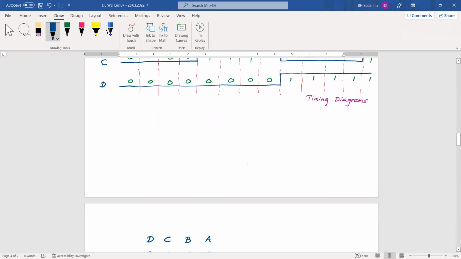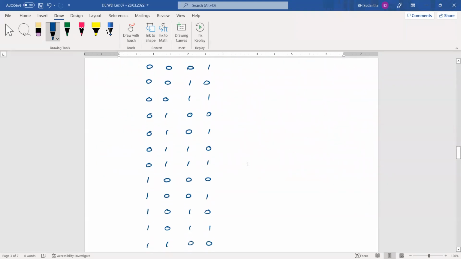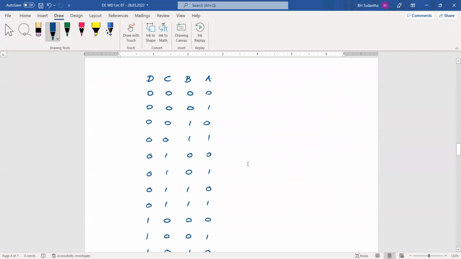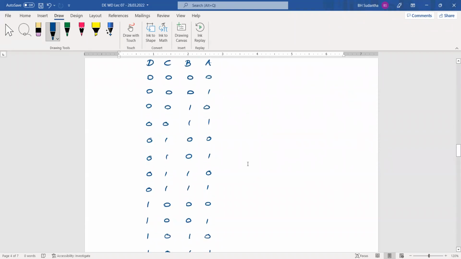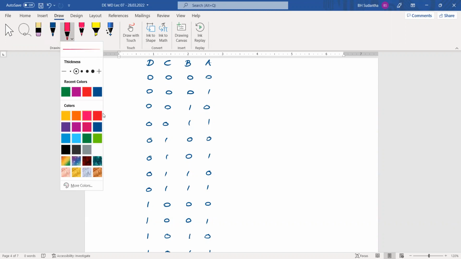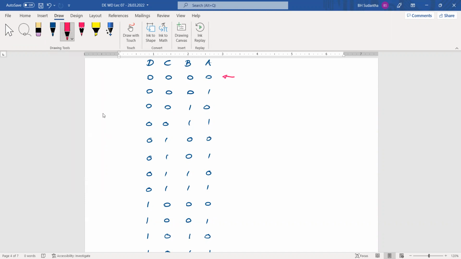Okay. That's how we received the table from the diagram. Now, can you see this? Can you identify any pattern with these numbers, with these values? What about if you consider the decimal equivalent of these numbers? This is 0. And this is 1. This is 2, 3, 4, 5, 6, 7, 8, 9.